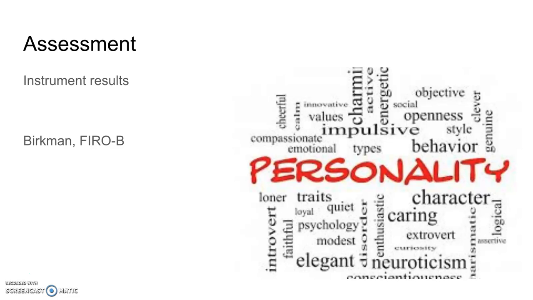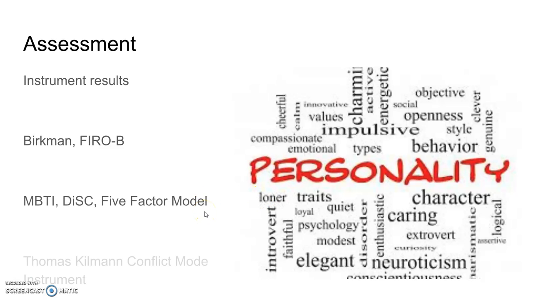It includes three main areas, which are inclusion, control, and affection, and it modifies by two factors, which are expressed and wanted behavior. I thought that being able to see my expressed versus wanted behavior in certain categories could yield more insight. There are other assessments too, like the MBTI, DISC, 5-factor model, and the Thomas-Kilmann conflict mode. If we have time, I'll run into those as well.